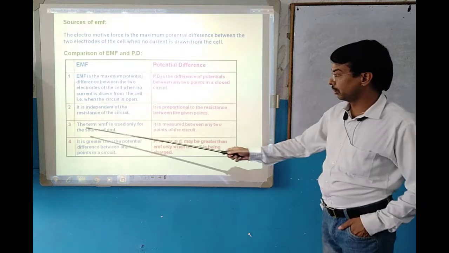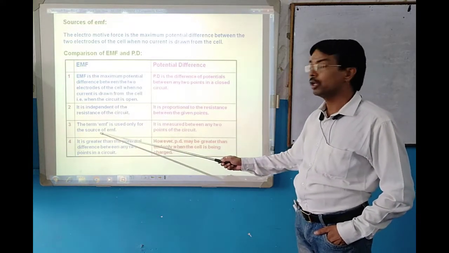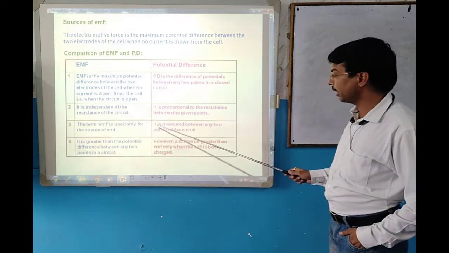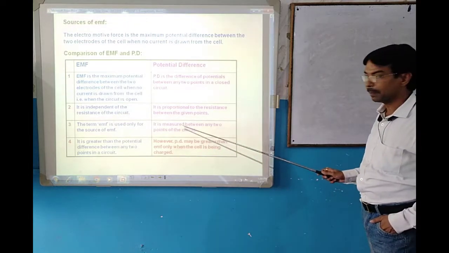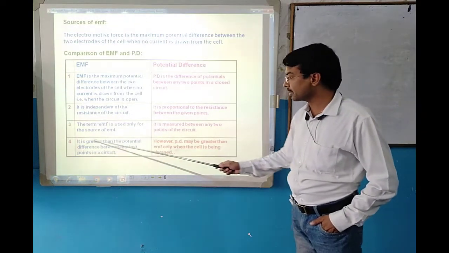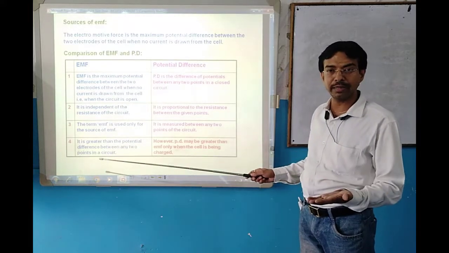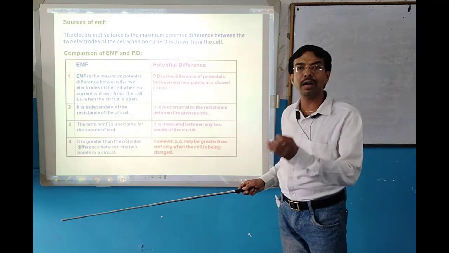In that particular scenario, third point is given here. The term EMF is used only for the source of EMF. Okay, meaning to say cell or battery, and here it is measured between any 2 points of the circuit. Okay. And the last one, here EMF is greater than the potential difference. Meaning to say, when you use the current, you draw the current from the battery, then some amount of the energy of that particular battery will be lost.